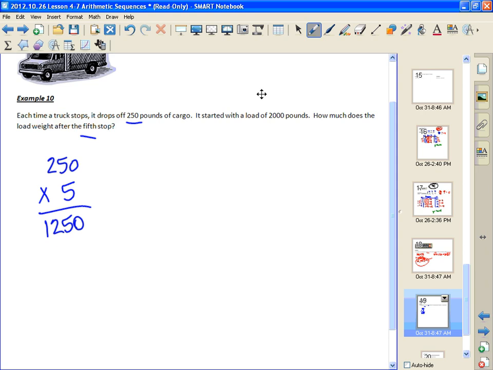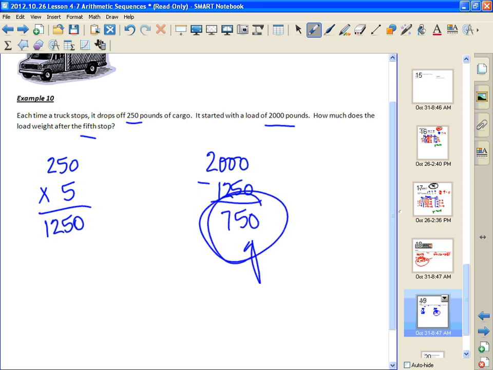Okay, and then originally the truck weighed 2,000 pounds, so how do I figure out how much the truck weighed after 5 drop-offs? Subtract, good. So 2,000 minus 1,250 would be how much? 750, good. So that one's my answer, 750.